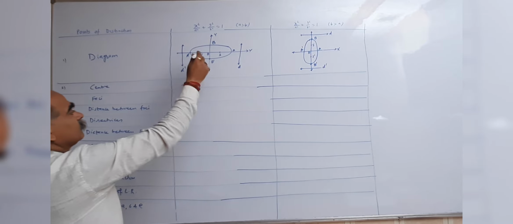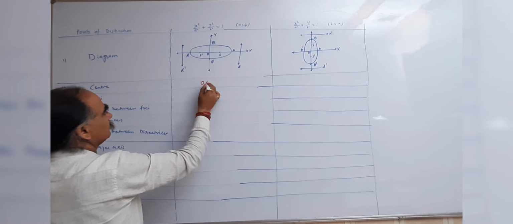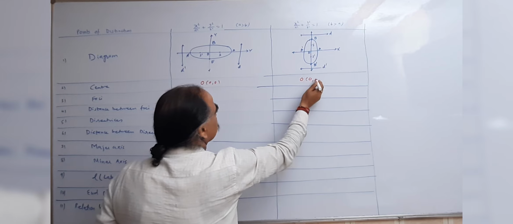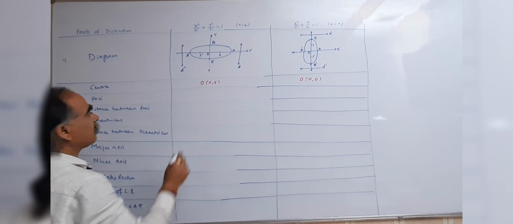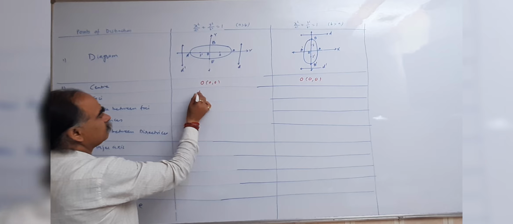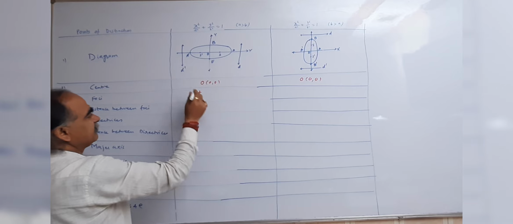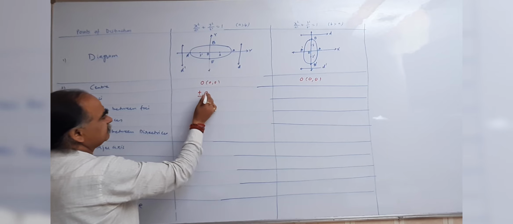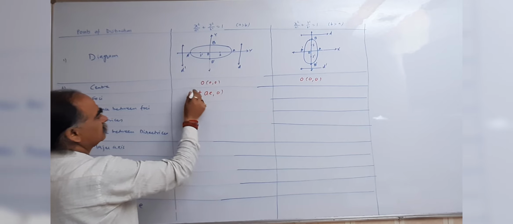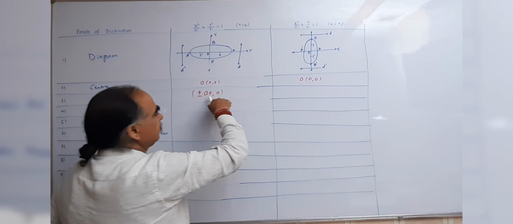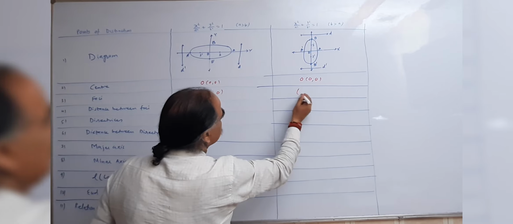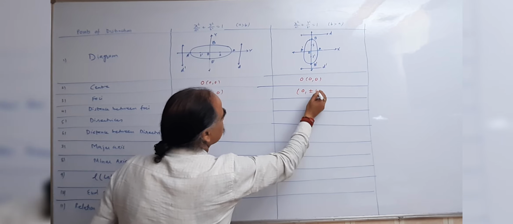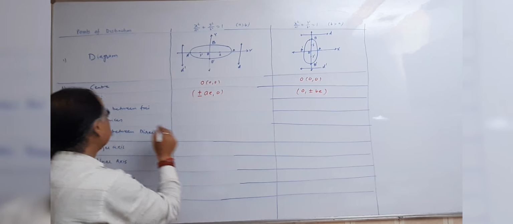So center is what? Origin. And here also origin. There are two foci. One is S, S dash is the other. S is plus ae, 0 and S dash is minus ae, 0. Here the x coordinate changes to y coordinate, and a changes to b. So 0, plus minus be.